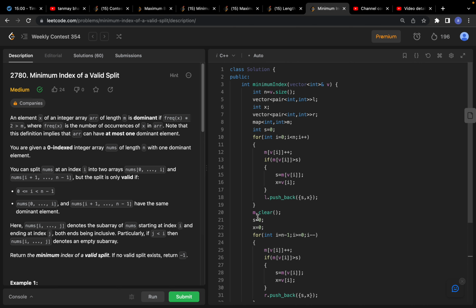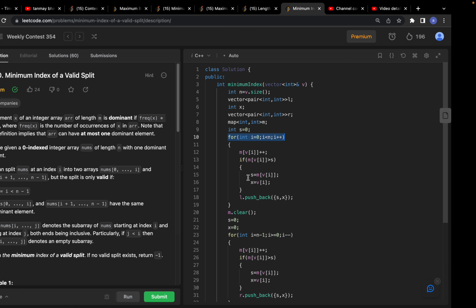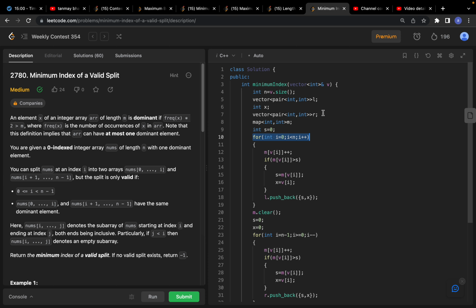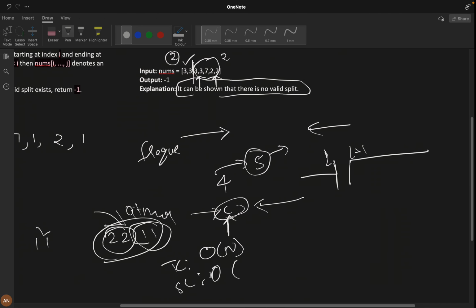So what would be the time complexity? We are iterating through n times, so it will be order of n. Order of n would be the time complexity, and the space complexity is also order of n, because we are storing it in R and L, so it will be order of n.